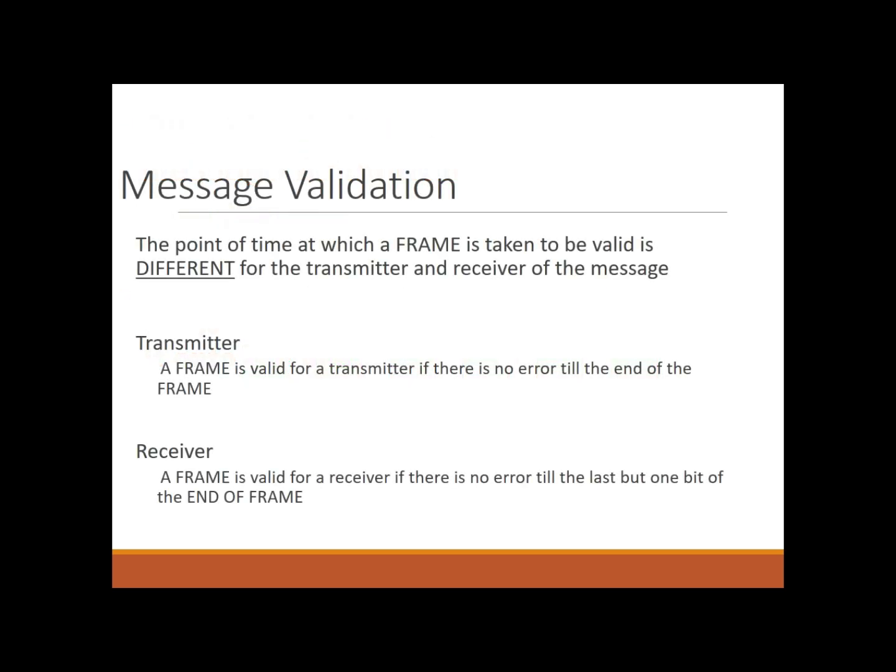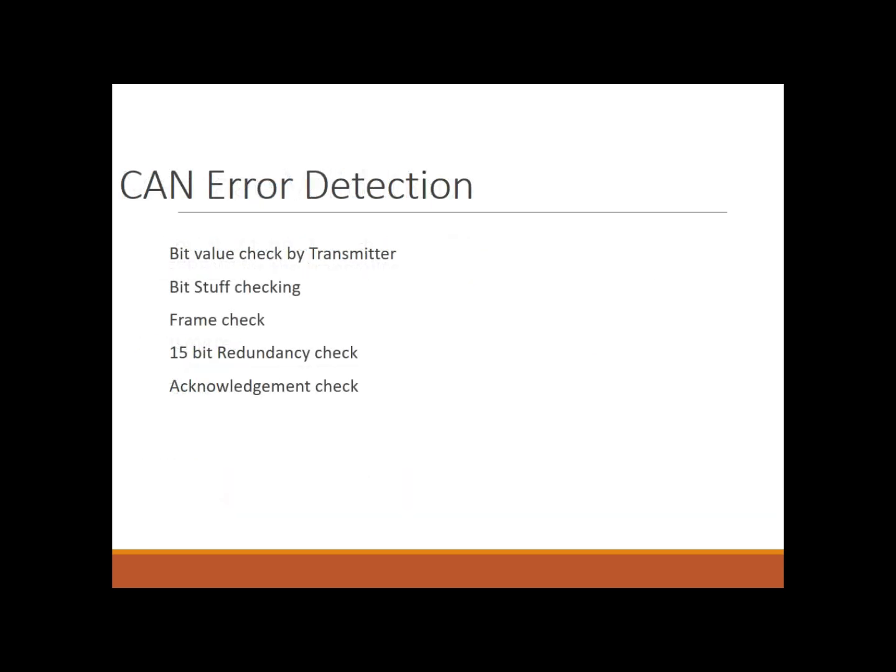If you see message validation, how will it happen? A frame is valid for a transmitter if there is no error till the end of the frame. In a similar way, a frame is valid for a receiver if there is no error till the last but one bit of the end of the frame.